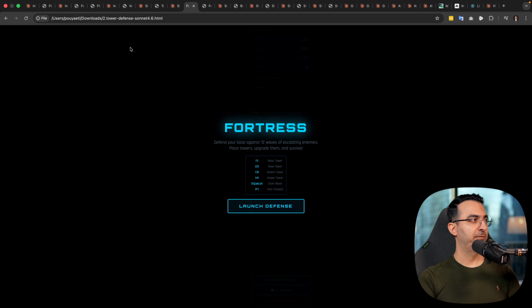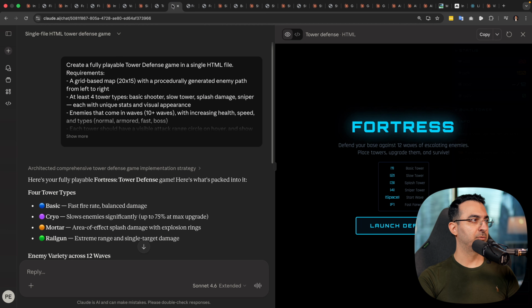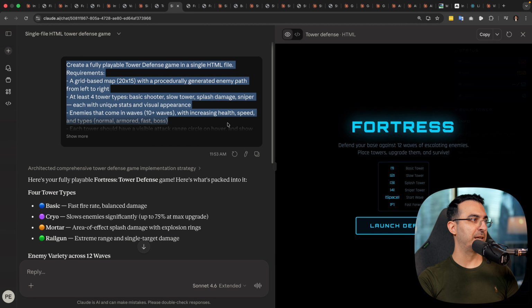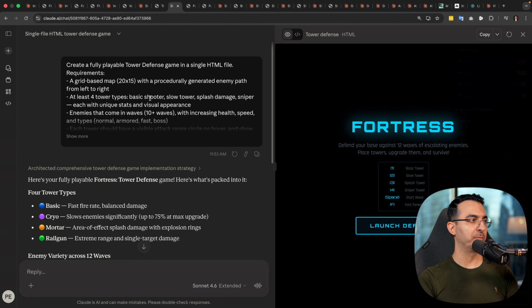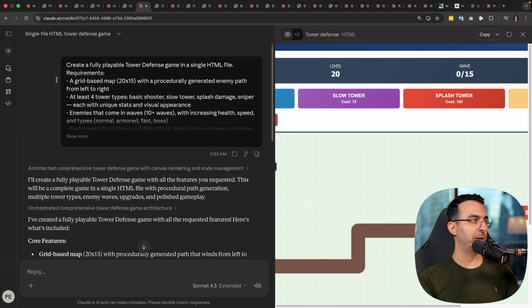So first of all, it has an intro, and it is telling us, I'm just going to show you. This is the same prompt, one prompt that I tried here on Sonnet 4.6 and the same on Sonnet 4.5. So I didn't try it over and over.